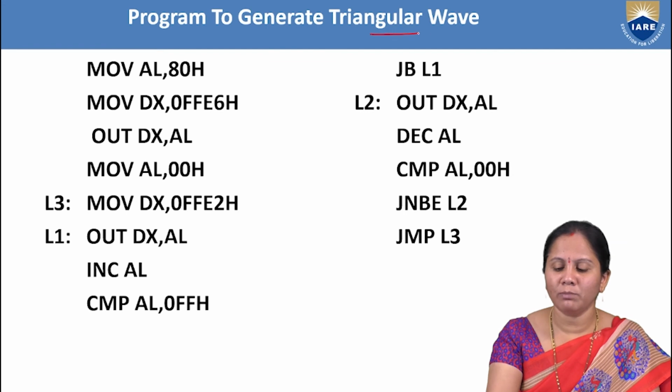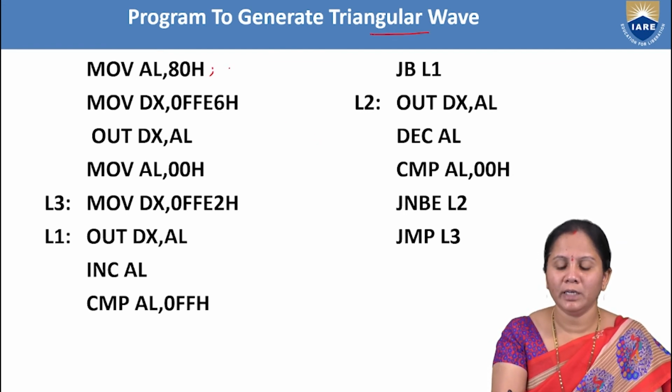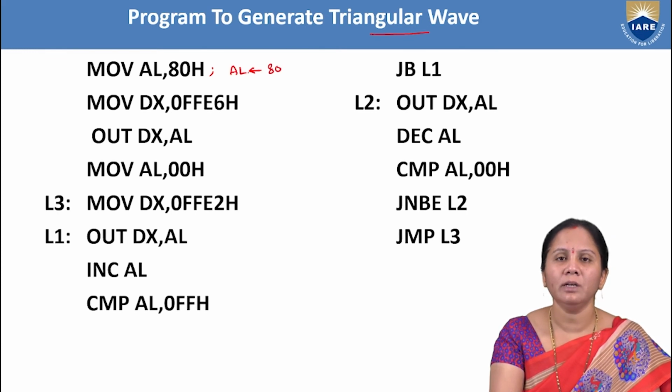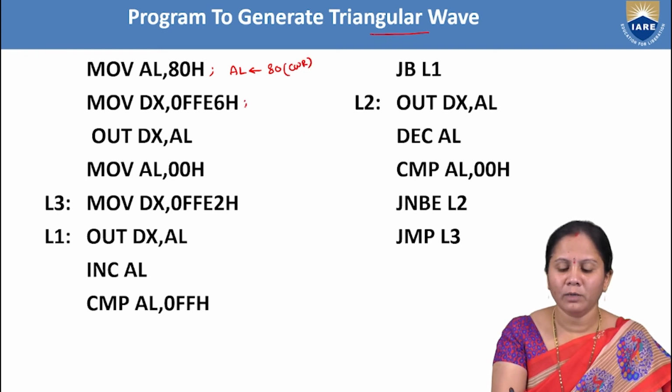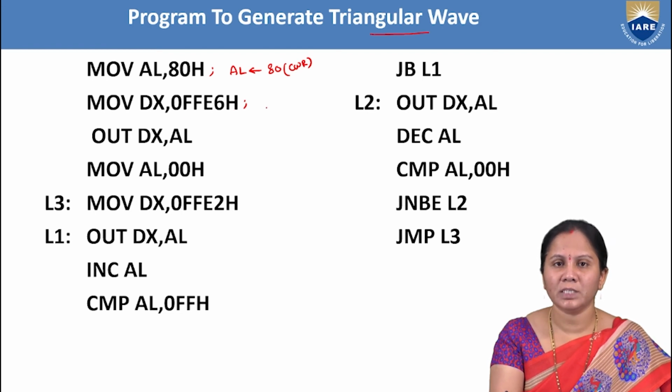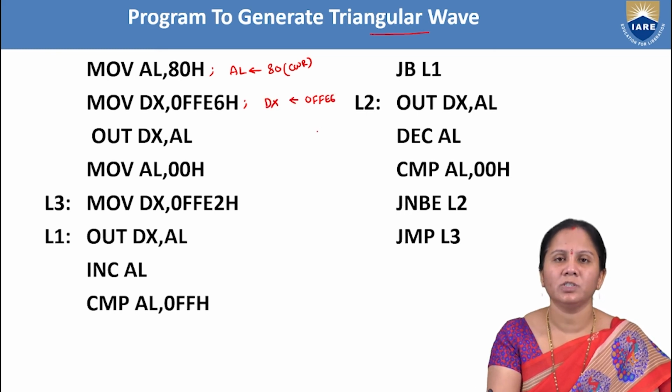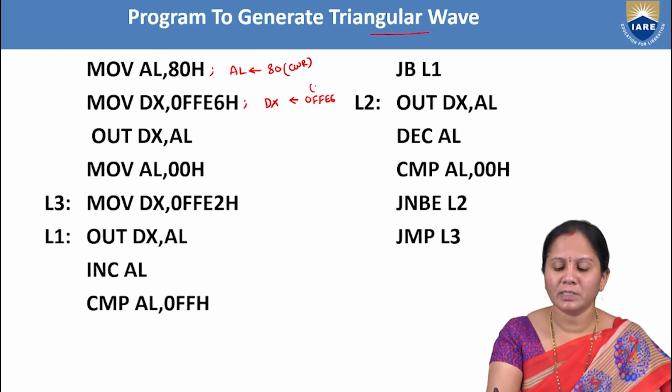So this is the program to generate the triangular wave. Here MOV AL, 80H means the value 80 is moved into the AL register. As we know, the value 80 is the control word for the CWR. And MOV DX, 0FFE6 means the value 0FFE6 will be moved into the DX register. So it represents the port address of the CWR.